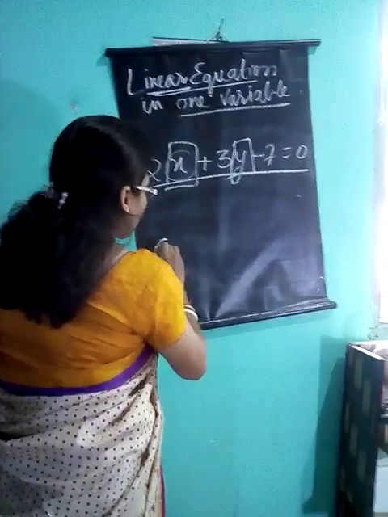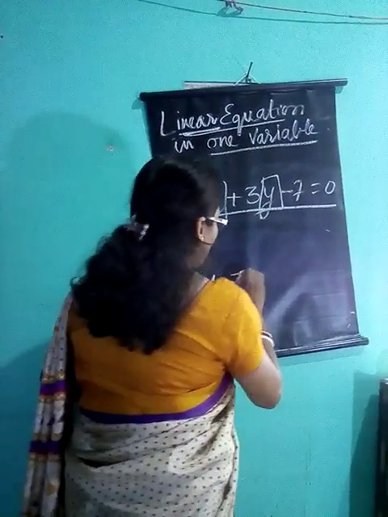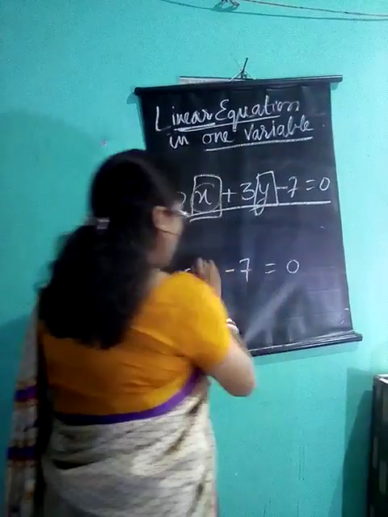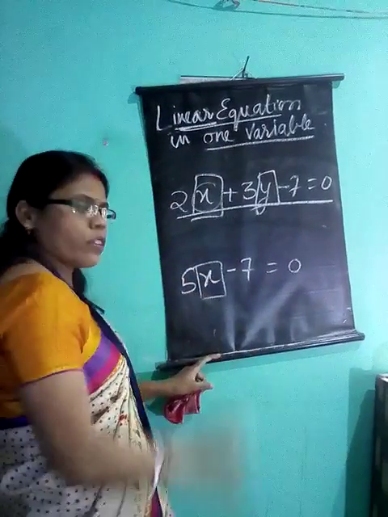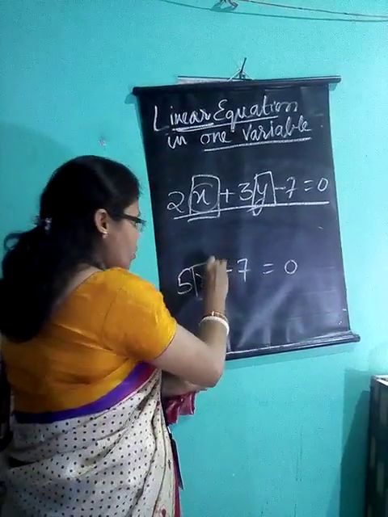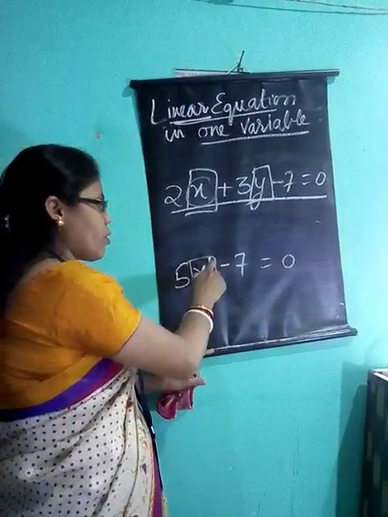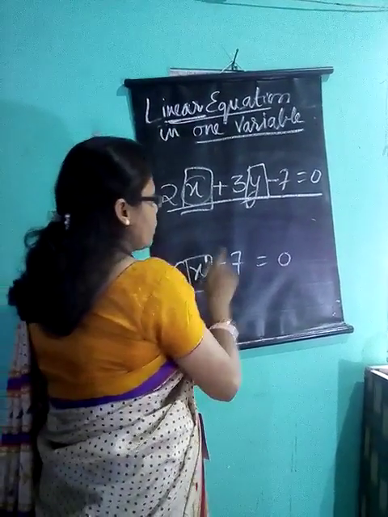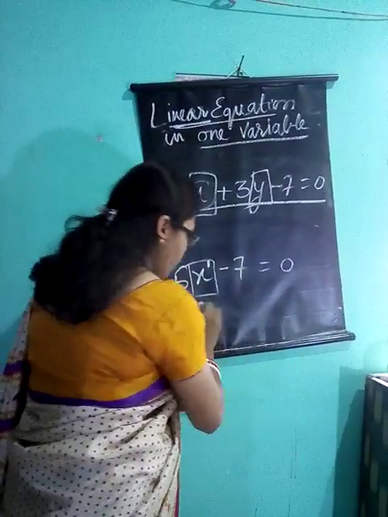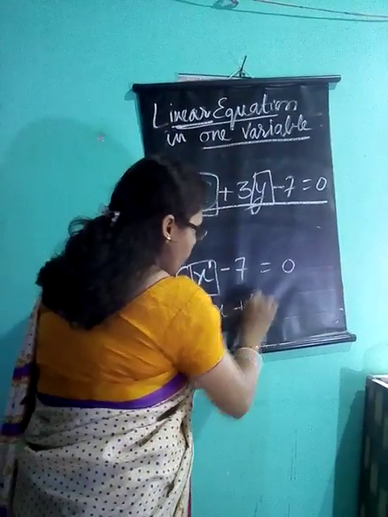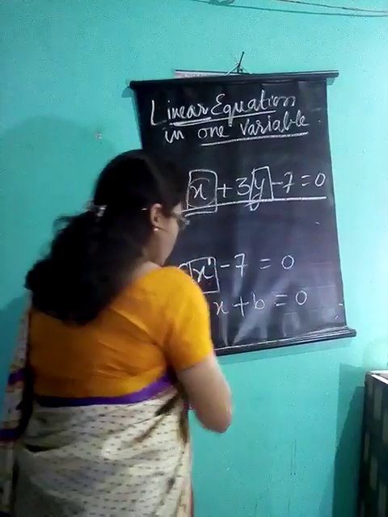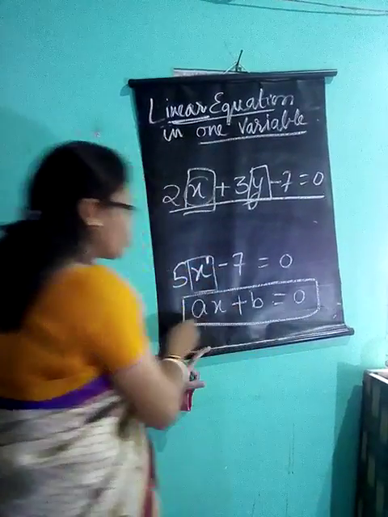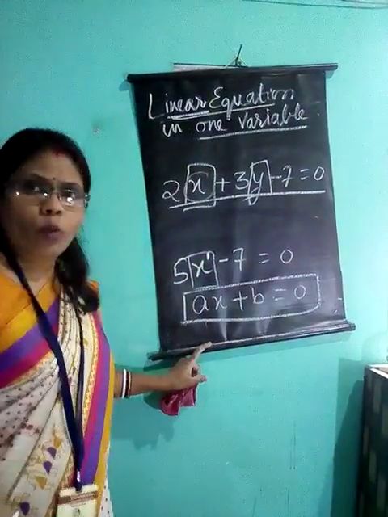Let us take 5x minus 7 equal to 0. Here we are having one variable x. So the variable is having power 1. So it is linear equation in one variable. Its general expression is ax plus b equal to 0. This is the general expression of linear equation in one variable.